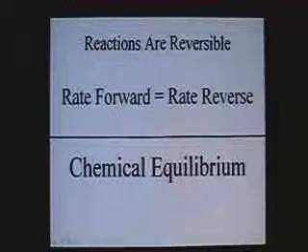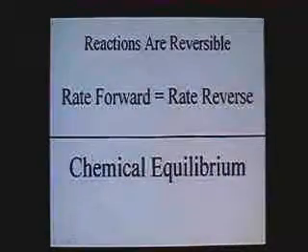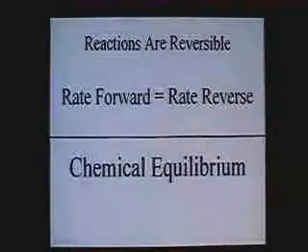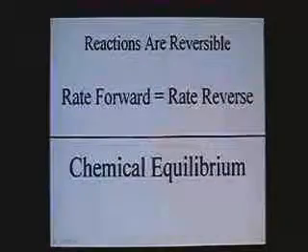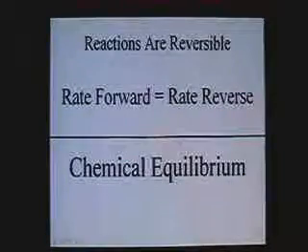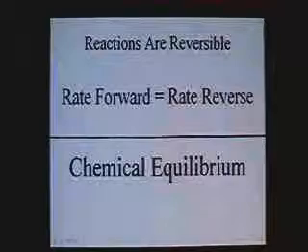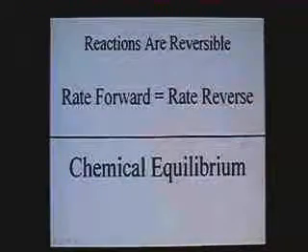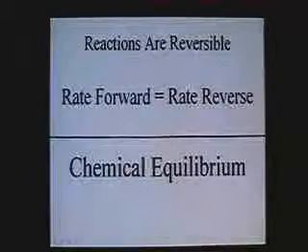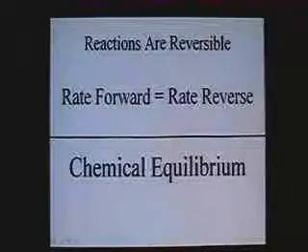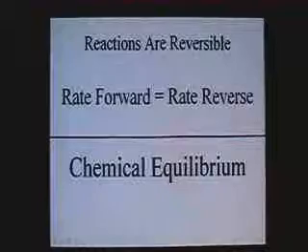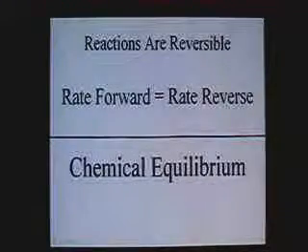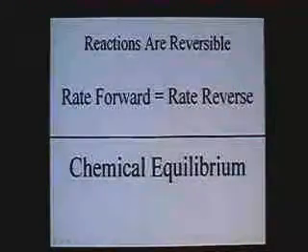In order to solve equilibrium problems, you must realize that equilibrium is defined as when the rate of a forward reaction equals the rate of a reverse reaction. So you have to realize that reactions are reversible. Not only can reactants form products, but under the right conditions, products can reform reactants. And if they're doing so at the same rate, this will be defined as chemical equilibrium.